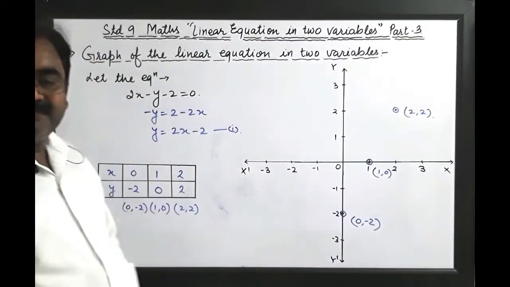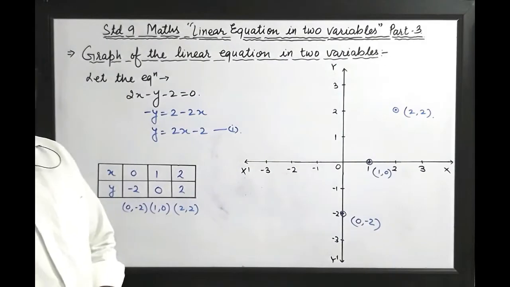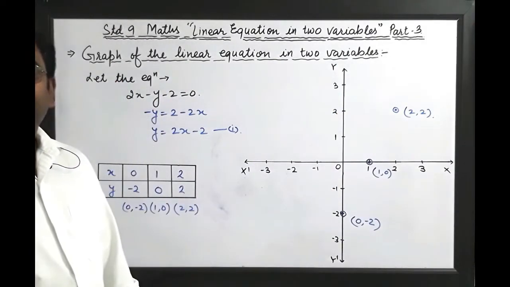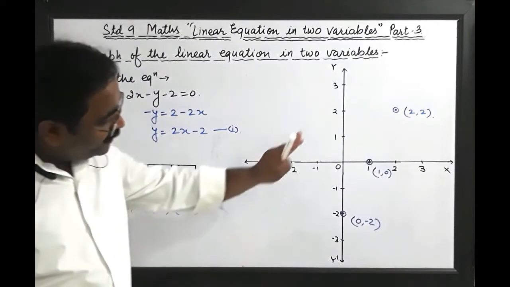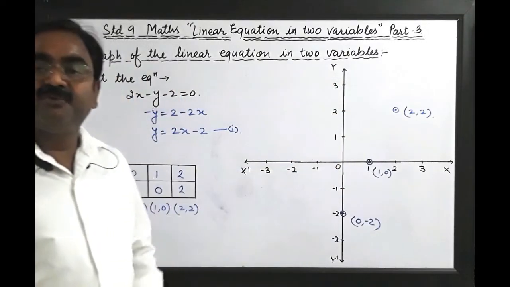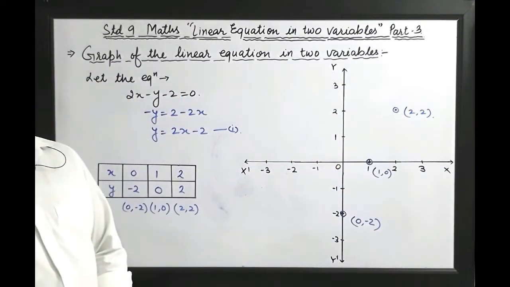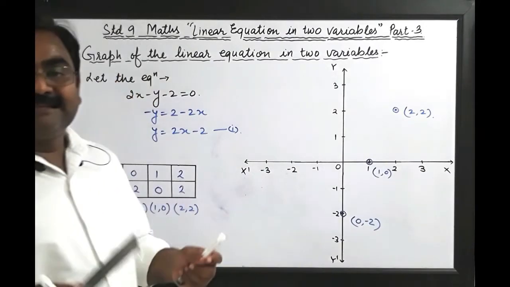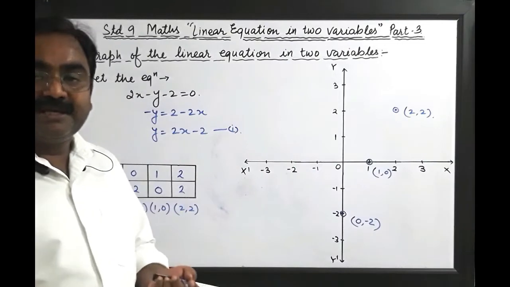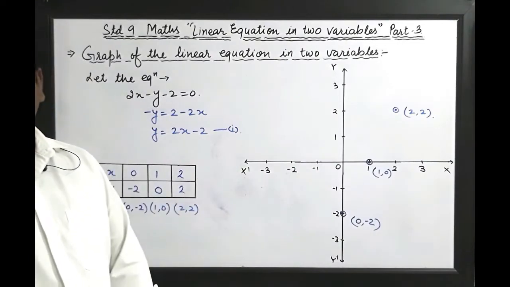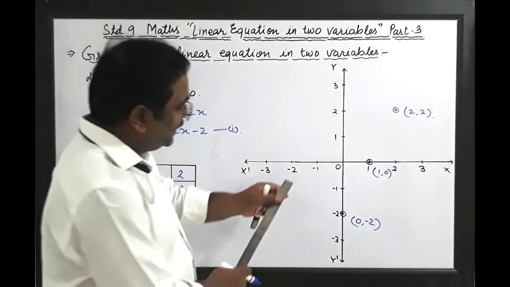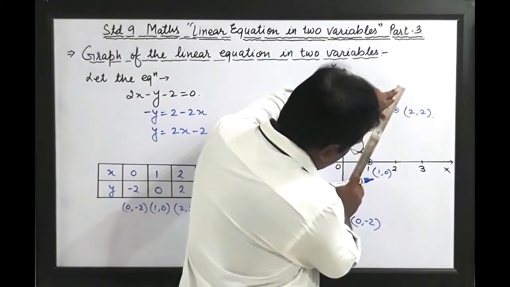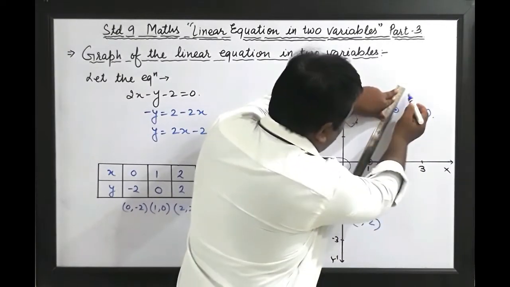Right, children? After plotting these three points, with the help of all these 3 points we have to draw a line. Let us see what type of line this is, and then we will come to a few results. So first, let us join these points.